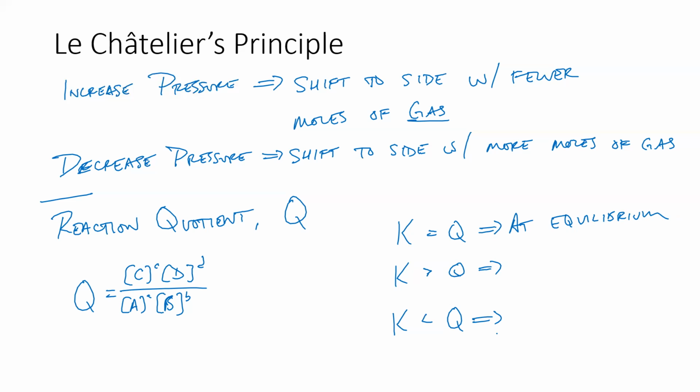And so if K is larger than Q, which direction are we going to shift? Are we going to shift towards the products or towards the reactants? Product. Yeah, product. K larger than Q, wait a minute. K larger than Q means that our numerator is too large, and so we need to get rid of some numerator. Some numerator is some products, and so we're actually going to shift towards the reactants if K is larger than Q. Oh, yeah, that confused me for a second.